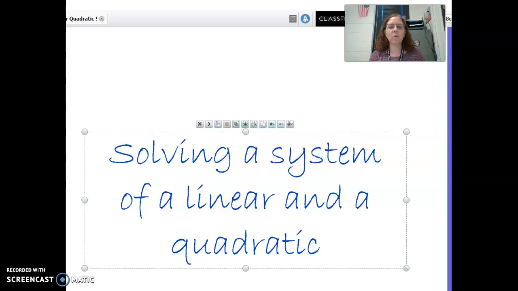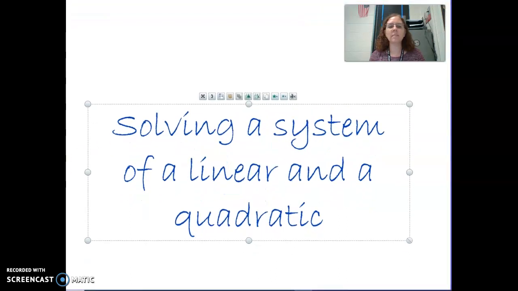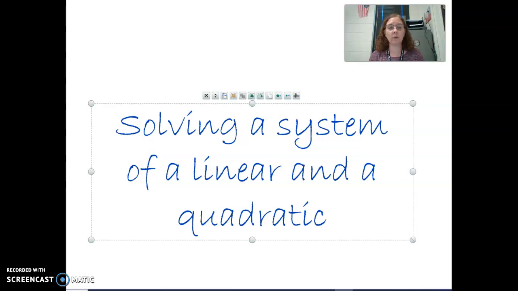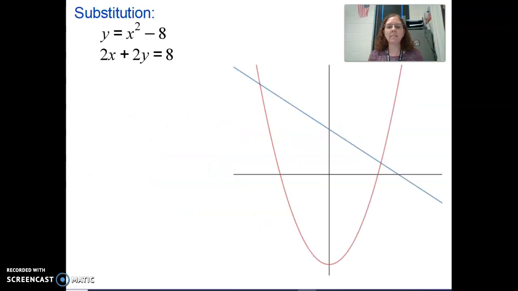All right, in this video, we are going to look at solving a system of a linear and a quadratic. So in the last algebra video we did, we looked at this particular problem, and here's my quadratic right here. It makes a parabola, y equals x squared minus 8. And then here's the line that we had, 2x plus 2y equals 8. And we looked at the fact that these two intersected in 2 points. So this one had two solutions.